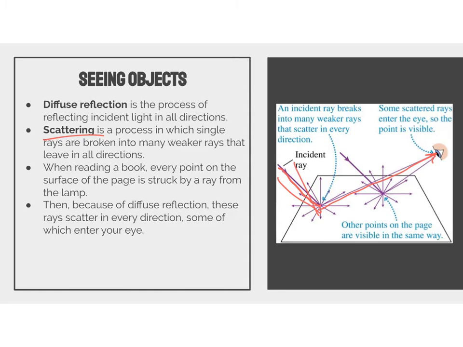So for example, when you're reading a book, every point on the surface is struck by a ray from the lamp, right? If you're reading next to a light, every single point on the surface is struck by some number of rays. Then, because of diffuse reflection, these rays go in every direction. Some of them will enter your eye, and that allows you to read the book. But if someone else were to walk into the room and see the book, they'd be able to see that it's illuminated, that it has light bouncing off of it, because light rays are also hitting them in the eye.